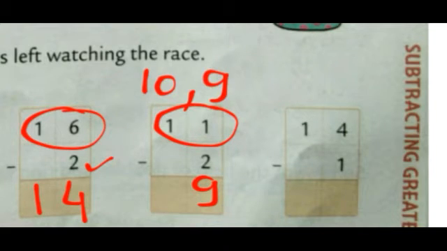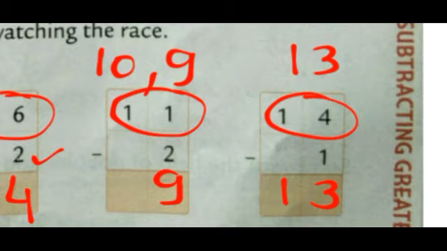Okay. Now see one more. 14 minus 1. 14 is a bigger number, so we have circled it. Now we have to just count back 1 number. That means the number just before 14. That is 13. 13 is the answer.